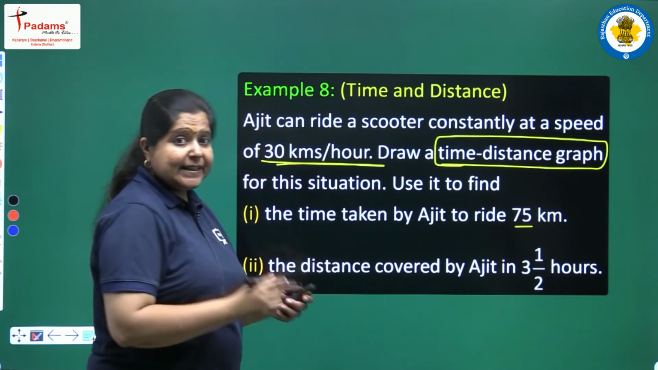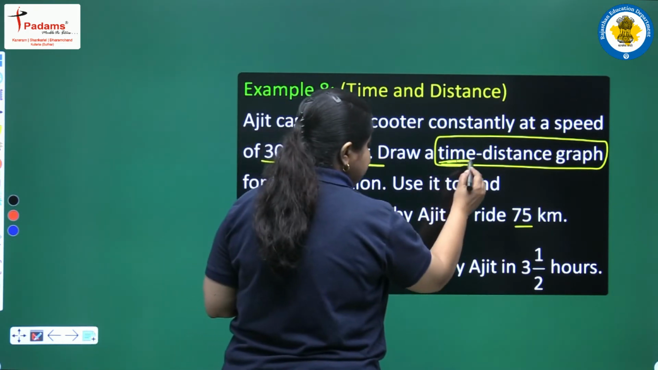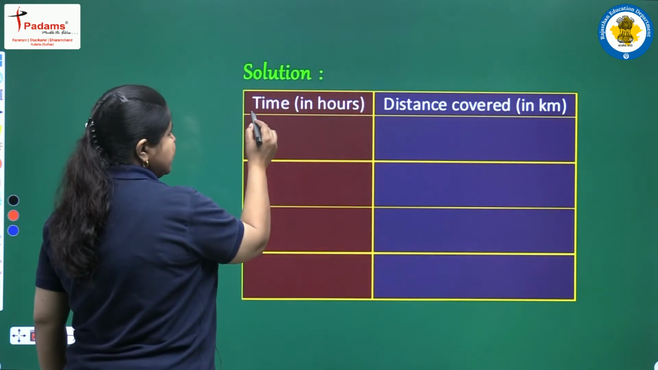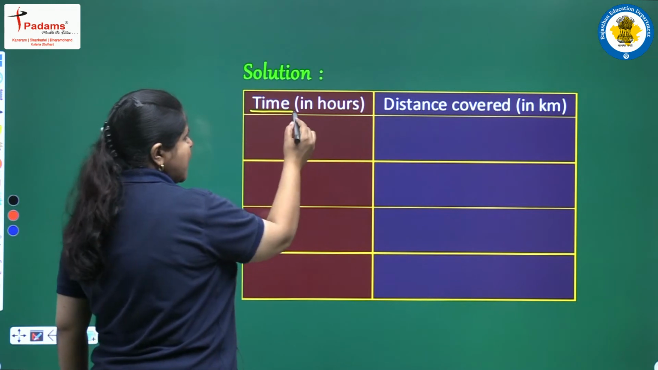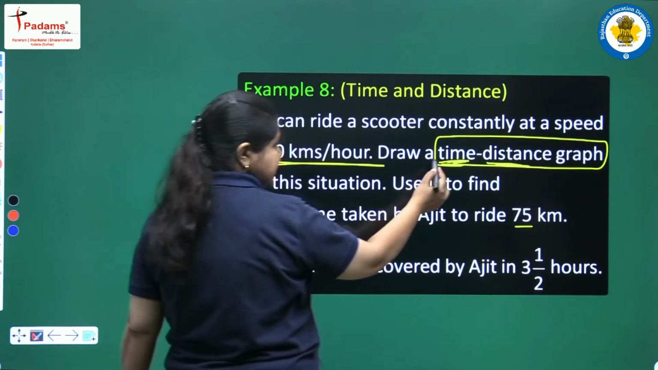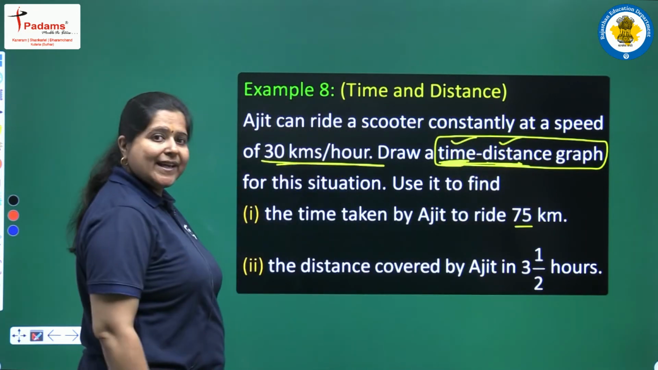और डेटा अभी हमें दिया नहीं गया है, हम अलग अलग वैल्यूज़ लेंगे corresponding to time and then we will be getting the distance. We draw this table here. Time we have taken as the first quantity in hours and the second quantity is distance covered in kilometers. क्योंकि हमें time distance graph बनाना है तो पहली quantity हो गई time, दूसरी quantity हो गई distance.